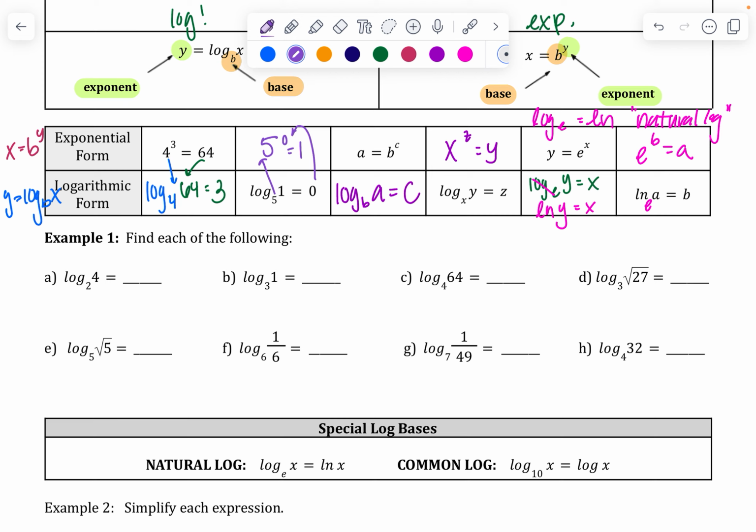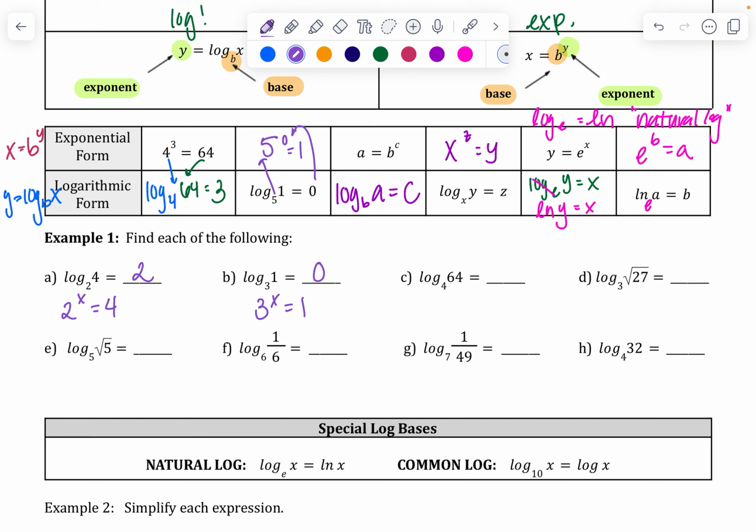For part A, it says log base 2 of 4 is equal to what? I'm going to write this log form into exponential form. So this becomes 2 to whatever we're finding. So 2 to the x power is equal to 4. Then you're just asking yourself, okay, what is x? 2 to what power gives me 4? That's just 2. Same thing for part B. Log base 3 of 1 is equal to what? This becomes 3 to the x power is equal to 1. 3 to the 0th power is equal to 1.